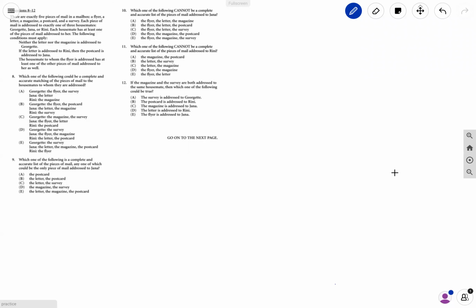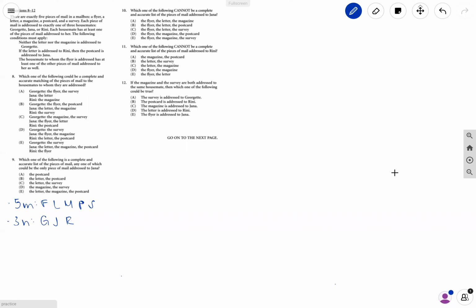Okay, so this is PT49, game two. It says there are exactly 5 pieces of mail in the mailbox: a flyer, a letter, a magazine, a postcard, and a survey. Each piece of mail is addressed to exactly one of 3 housemates. So now you have 3 housemates, G, J, and R.